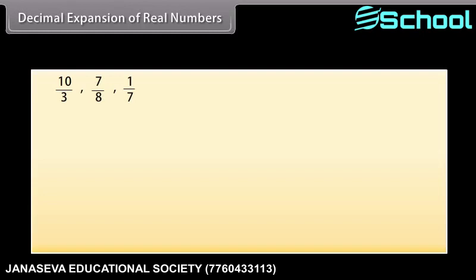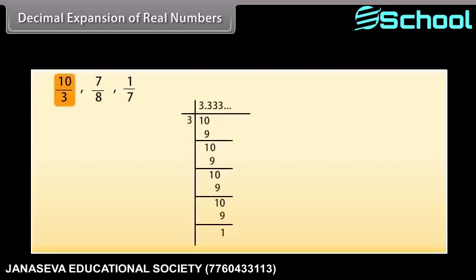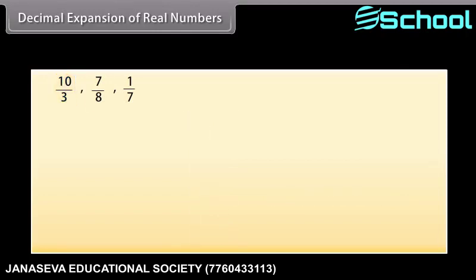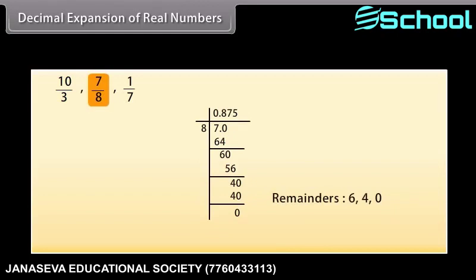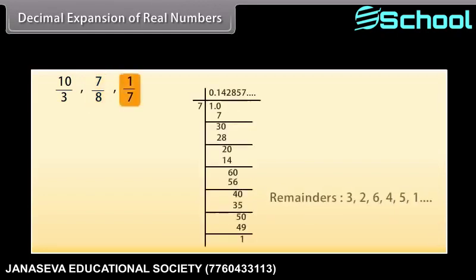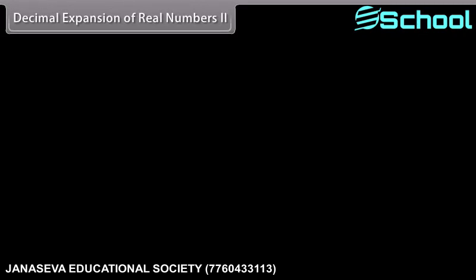Here we can see that on decimal expansion of 10 by 3, we get remainder 1, 1, 1, 1, 1. Similarly, the decimal expansion of 7 by 8 gives remainder 6, 4, 0. And the remainders of 1 by 7 are 3, 2, 6, 4, 5, 1. Decimal expansion of real numbers 2.